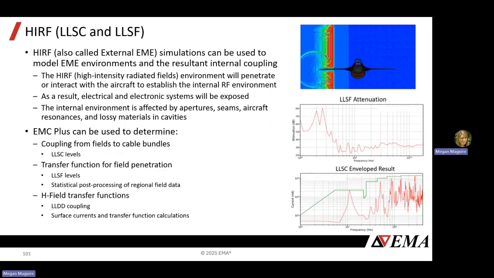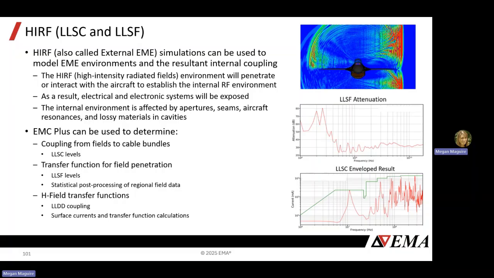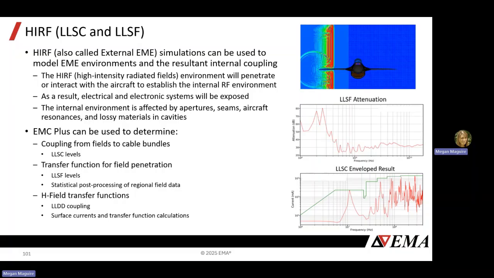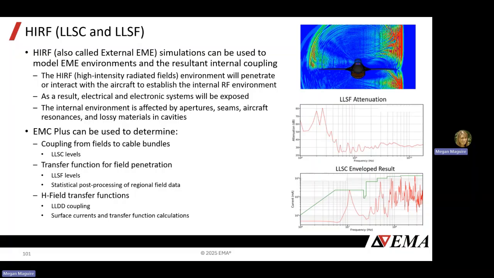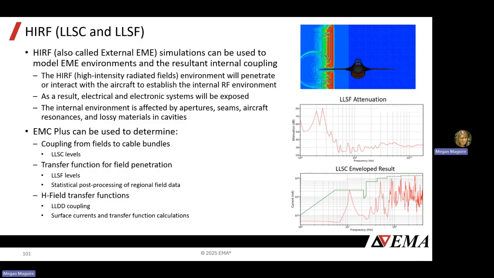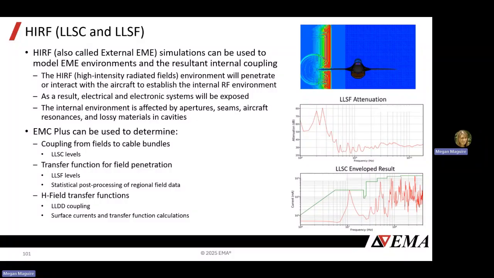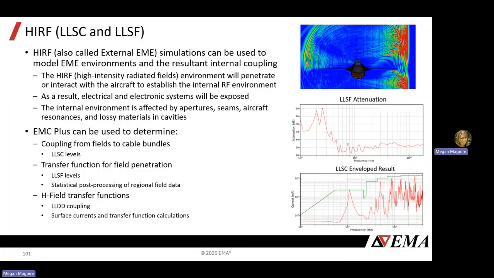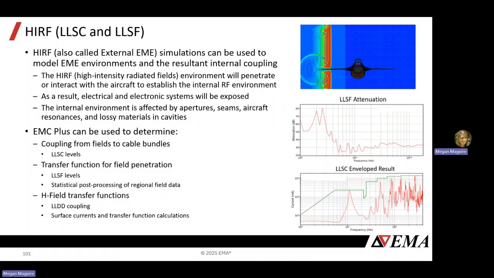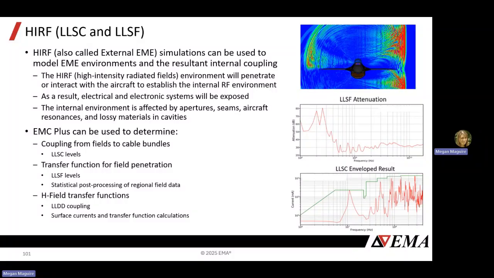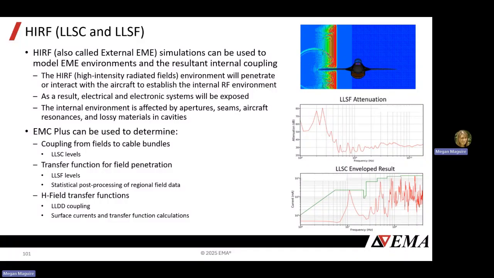General guidance for HIRF. HIRF, also called external EME or electromagnetic environment, simulations can be used to look at internal coupling. HIRF, which is high intensity radiated fields, are environments that will penetrate or interact with aircraft to establish an internal RF environment. So electrical and electronic systems will be exposed to this internal RF environment. What develops internally is affected by apertures, your seams, your bonding, aircraft resonances, and any lossy materials you might have in cavities or in your vehicle, like plastics.